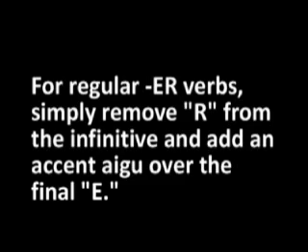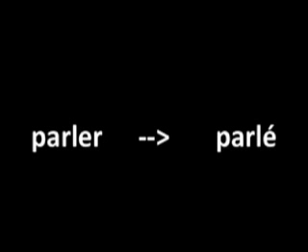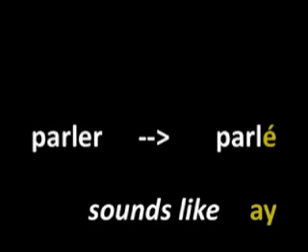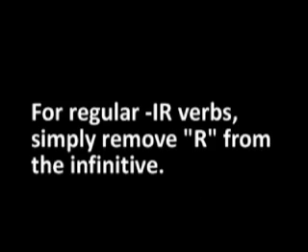For regular ER verbs, simply remove R from the infinitive and add an accent aigu over the E. For example, the verb parler becomes parlé. Remember, when you have an accent aigu, the E aigu is pronounced like A. For regular IR verbs, simply remove R from the infinitive. For example, the verb finir becomes fini.